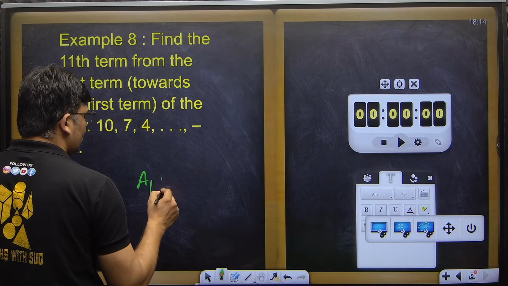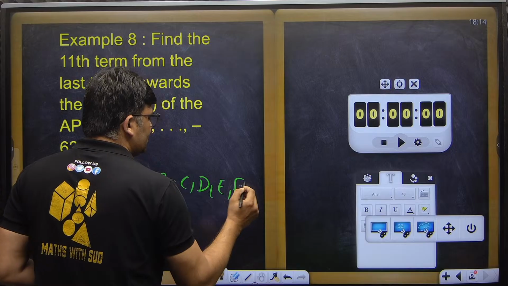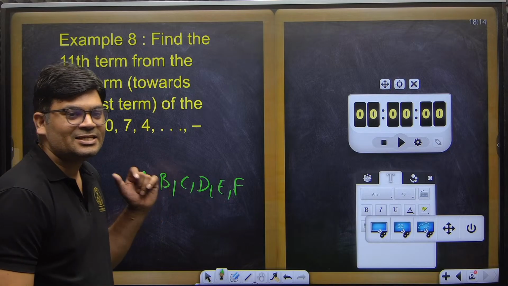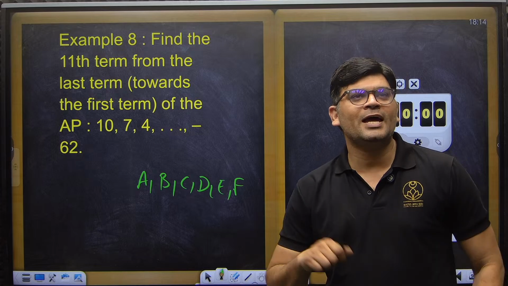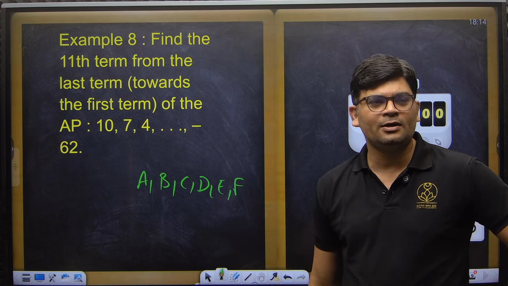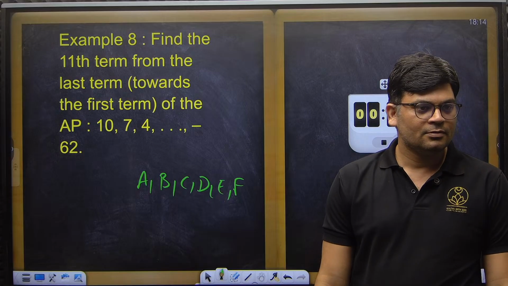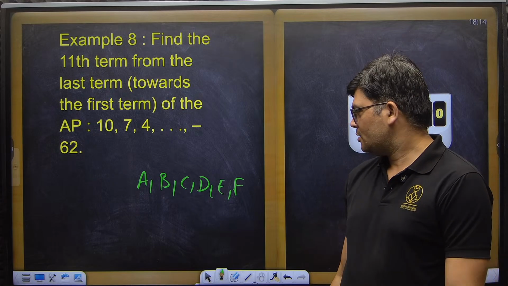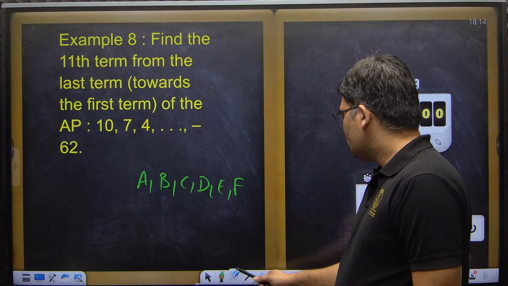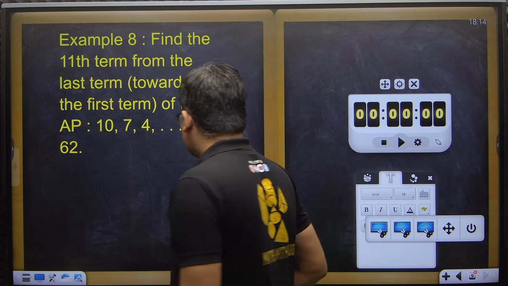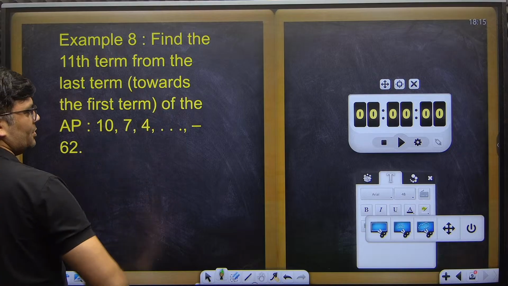Let us say A, B, C, D, E, F. Suppose these are 6 terms. If I ask you, what is the first term from the end? F. What is the second term from the end? E. Then D, like that. Are you getting it? Now, sometimes they ask you to find the 11th term from the last term.